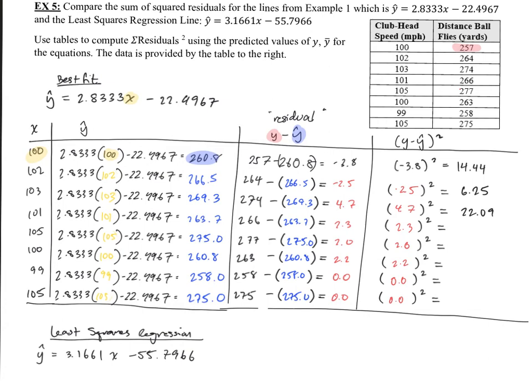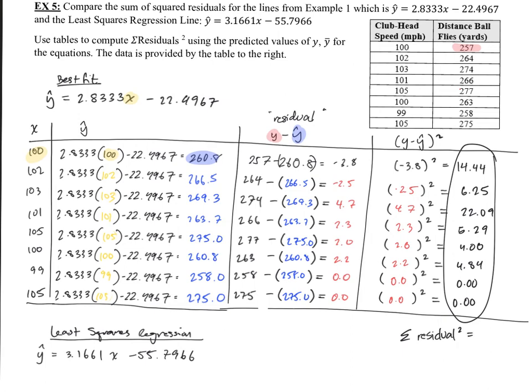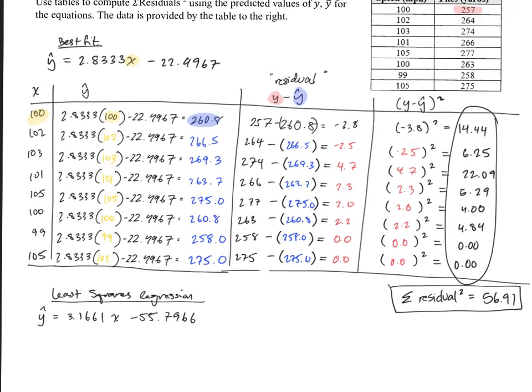Okay, and so the last step after filling in all this information, let's do the squaring for the last step. We'll get 5.29, 4.0, 4.84, 0.0, and 0.0. So, what we were looking for is the sum of our residuals squared, which means we're going to add up these values to find the sum of our residual squared, which will be, when I add them all up, I get 56.91.